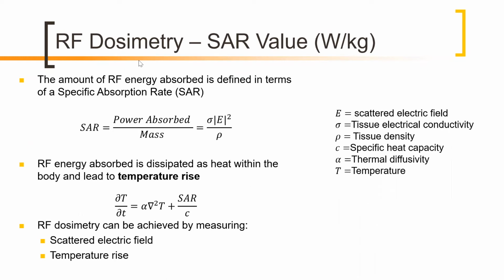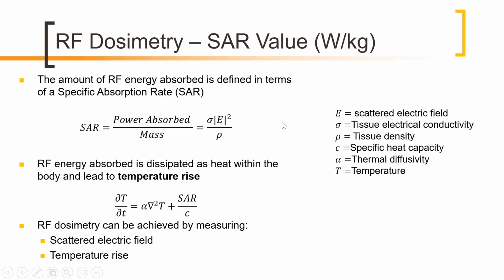And that metric that we use in this characterization is known as the specific absorption rate, which is the SAR value. The SAR is defined as the power absorbed divided by mass. And that power is related to the conductivity and the scattered electric field, as well as the density of the material that the EM wave is interacting with. By scattered field here, I mean both the reflected, the transmitted, and the incident wave. Their vector sum around and in the subject is composed in this scattered field.